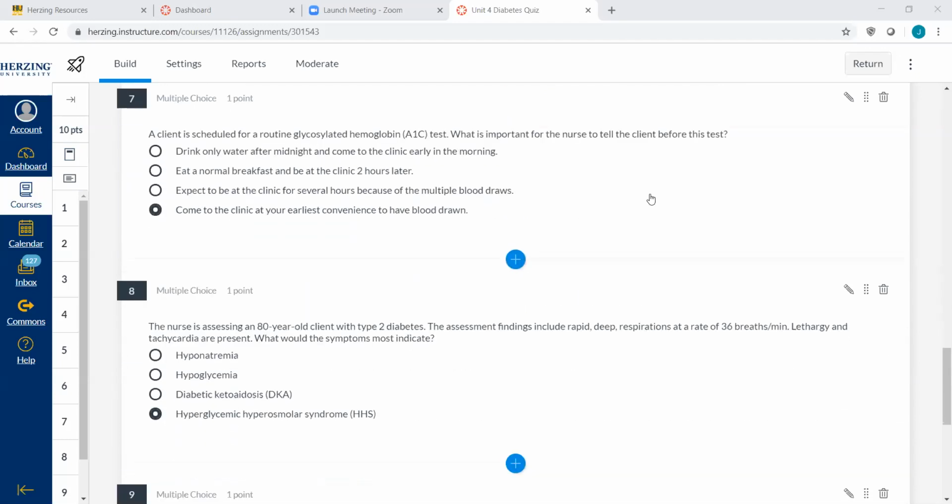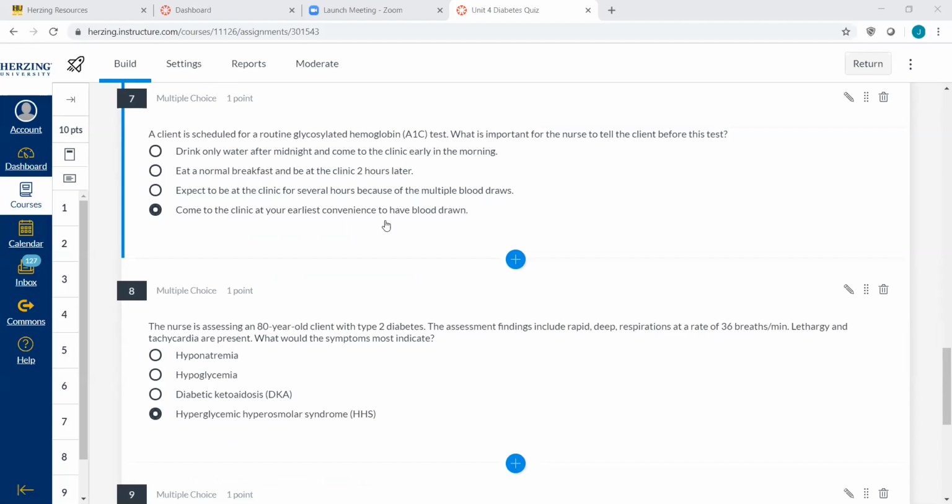Number 7 is talking about a hemoglobin A1C. This one, you don't have to fast or anything like that for it. You can come to the clinic at your earliest convenience to have the blood drawn. There's no need to fast for that because, again, this is telling how your blood sugar has been for the last so many months. And so there's no need to fast for it.